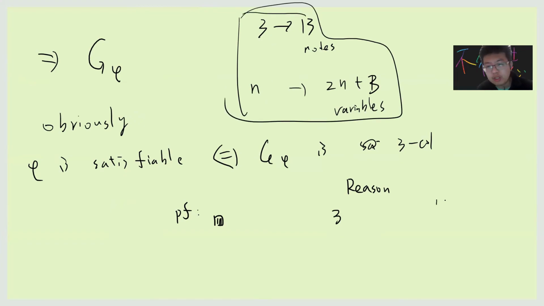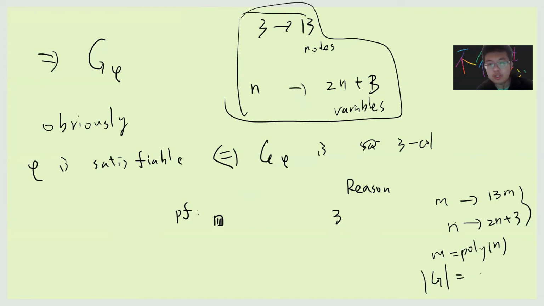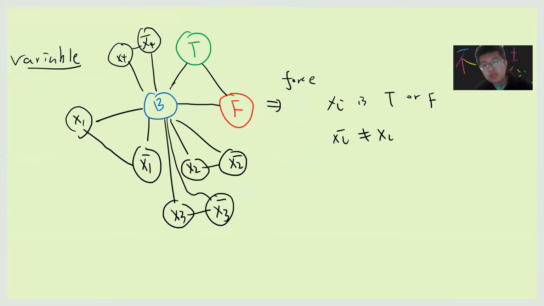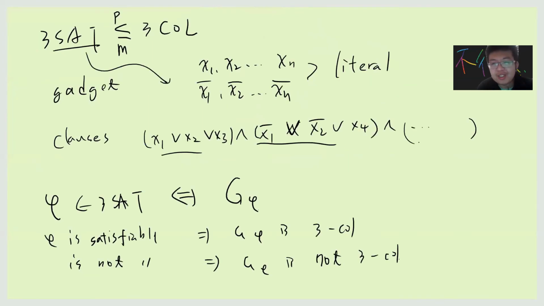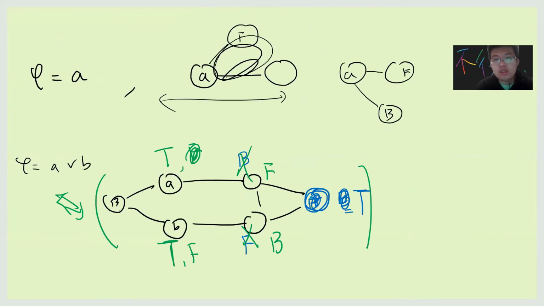If you have m clauses, then you get 13m nodes. If you have n variables, you get 2n plus 3 vertices. So if m is polynomial in n, then the number of vertices in the graph is polynomial in n, because you just have 2n plus 3 and 13m. So this is, I think, the first difficult proof in my videos that proves something is NP-complete. Let me create another small topic that I want to prove today.